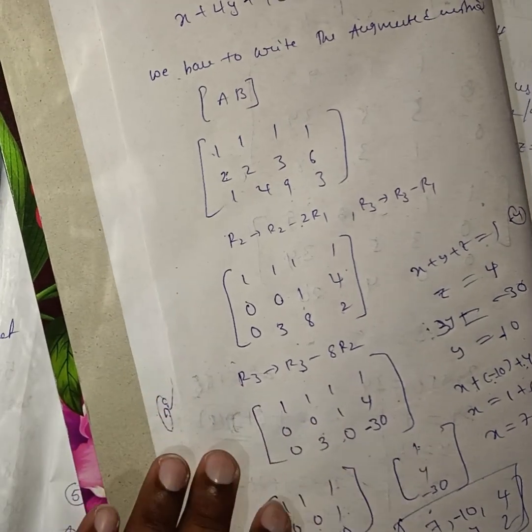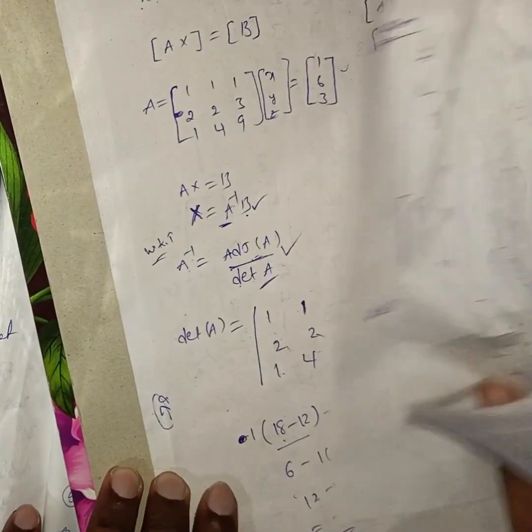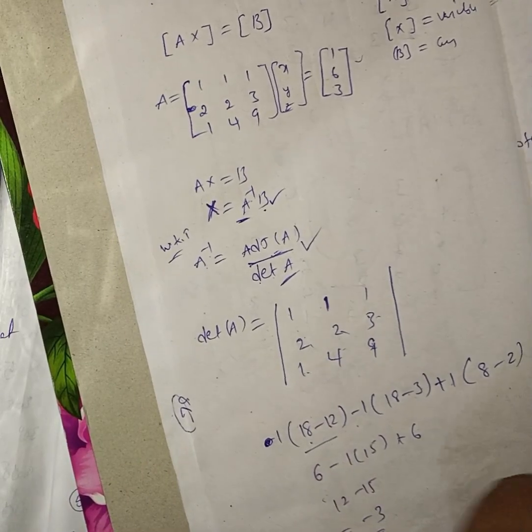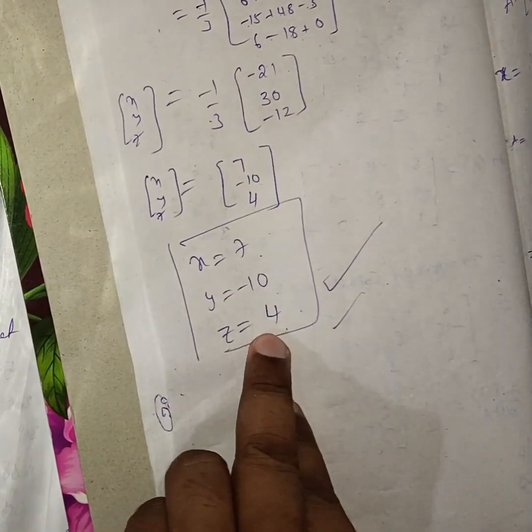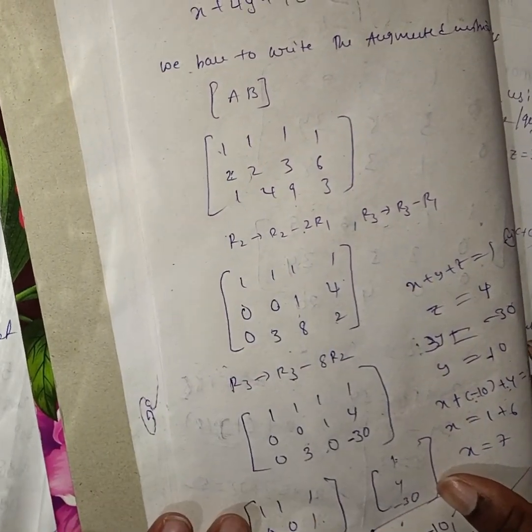These are the solutions. We found the same in the Cramer's rule and inverse methods. I will show that answer here where we found those values: 7, minus 10, 4. This is the easiest method, called the Gauss-Jordan method.